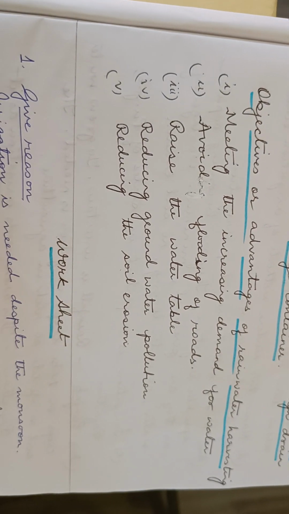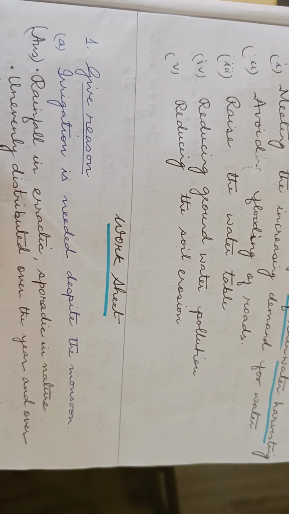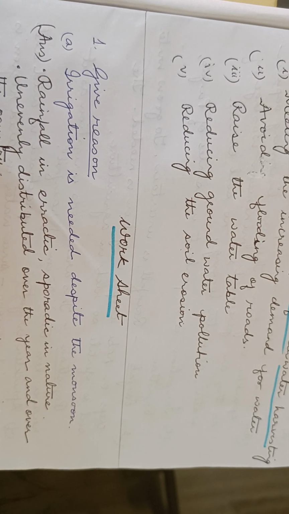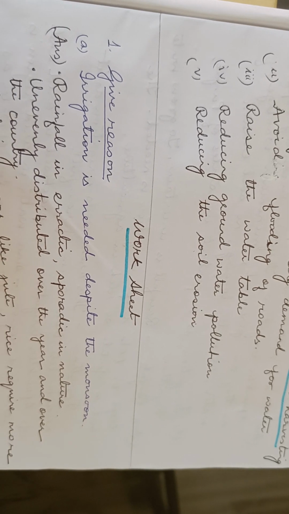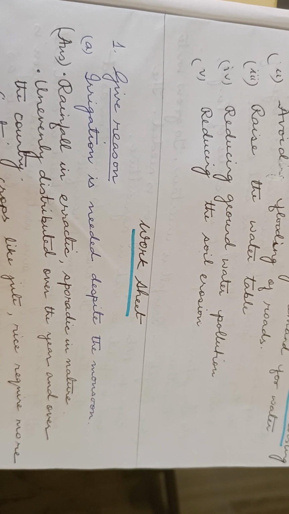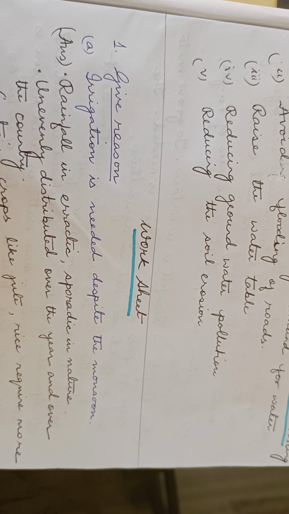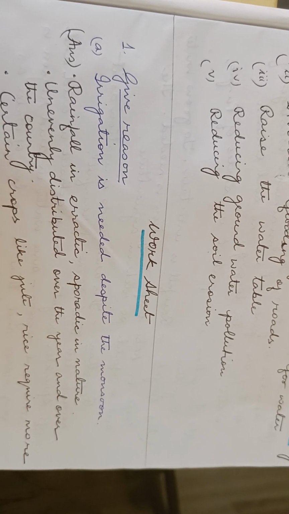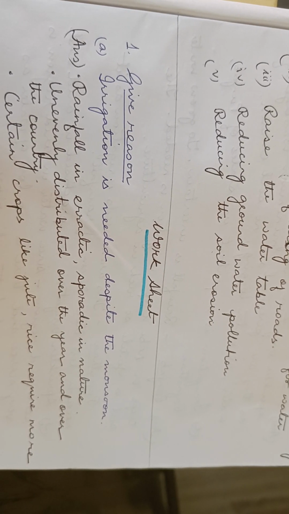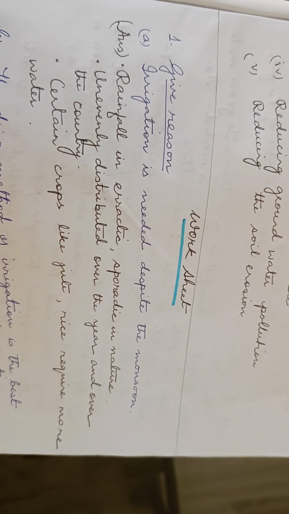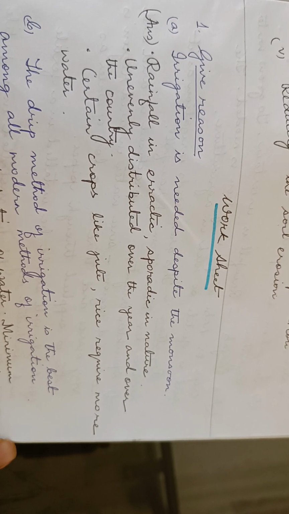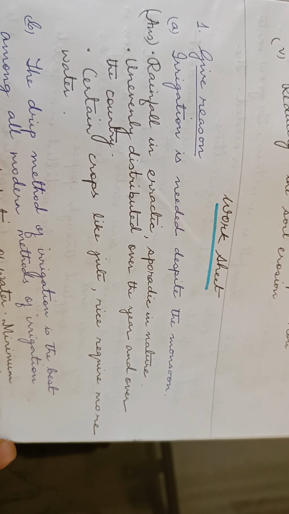Now children, in this video I am going to discuss a few question answers. Give reason. First one, irrigation is needed despite the monsoon. The reasons are number one, rainfall in India is erratic and sporadic in nature. Number two, rainfall in India is unevenly distributed over the year and over the country. And number three, certain crops like jute and rice require more water.